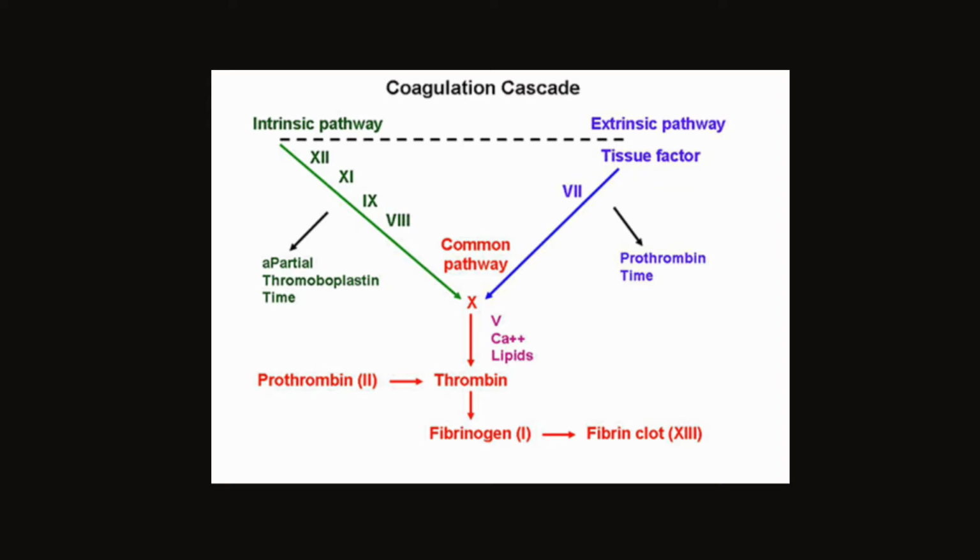So, as you can see, there are two pathways of the coagulation cascade, the intrinsic pathway and the extrinsic pathway. Marker for factor deficiencies of the intrinsic pathway is the activated partial thromboplastin time, that is APTT, whereas marker for deficiencies of the extrinsic pathway is the prothrombin time. Both the pathways terminate into a common pathway. This in turn generates thrombin, which is needed for conversion of fibrinogen to fibrin.